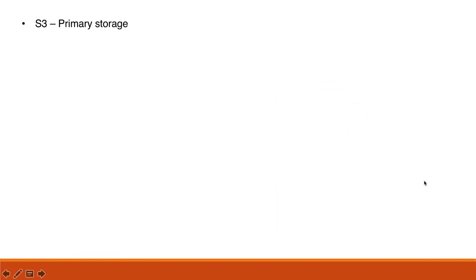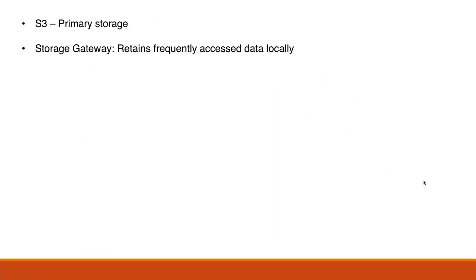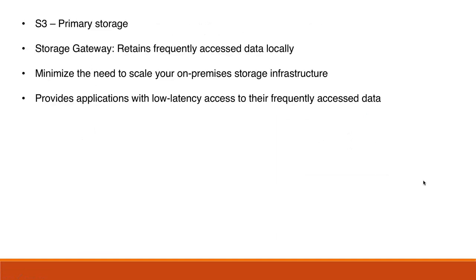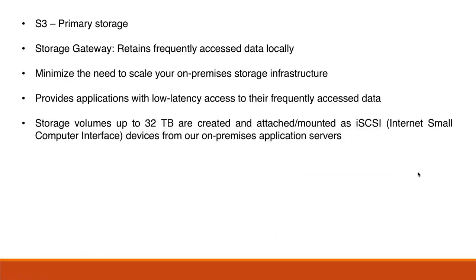So you can see over here, S3 acts as the primary storage, whereas the storage gateway that contains your cache storage and upload buffer retains the frequently accessed data locally. This minimizes the need for you to scale your on-premises storage infrastructure. It provides the applications with low latency access to their frequently accessed data. Storage volumes up to 32 terabytes are created, and they're attached or mounted as iSCSI devices, which stands for Internet Small Computer System Interface devices, from your on-premises application servers.